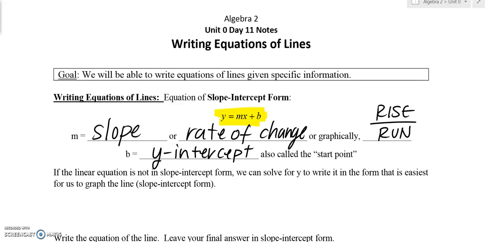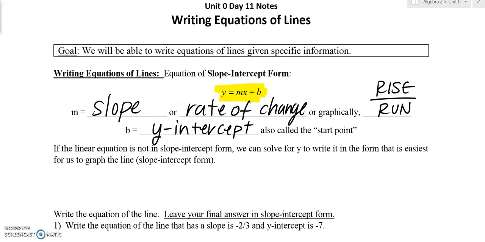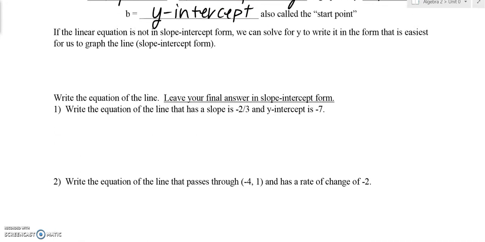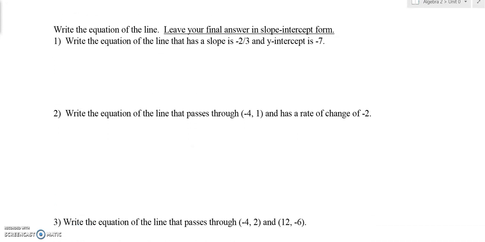All right, remember on day 10 we practiced rewriting equations into slope-intercept form by solving for y. Today, the instructions want us to write the equation of the line. Leave your final answer in slope-intercept form. Remember, slope-intercept form looks like y equals mx plus b. We're going to be given some random pieces of information, and with these we're going to write into our slope-intercept form.